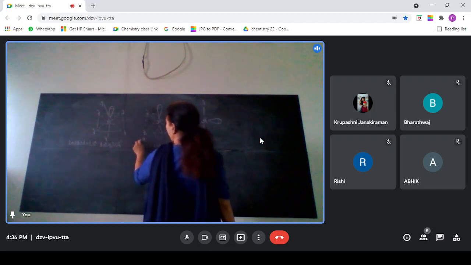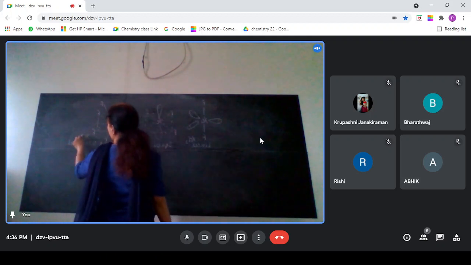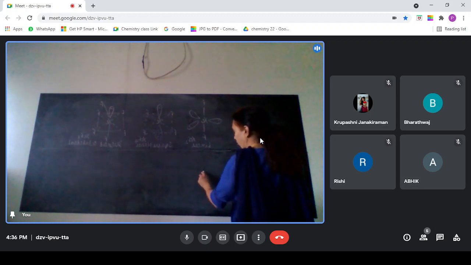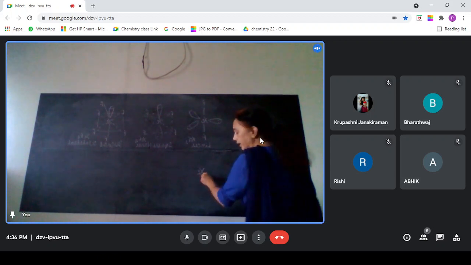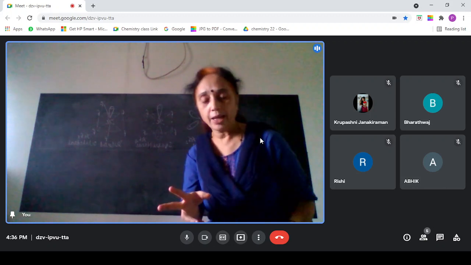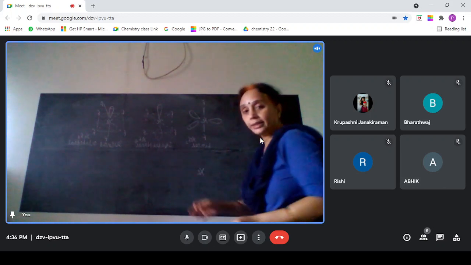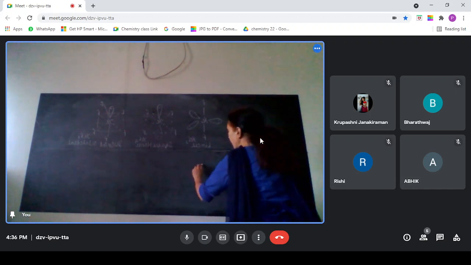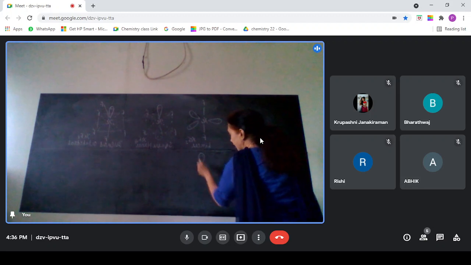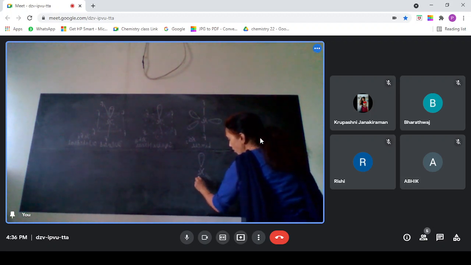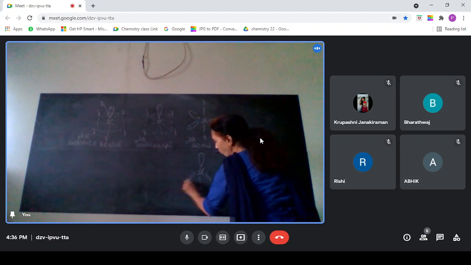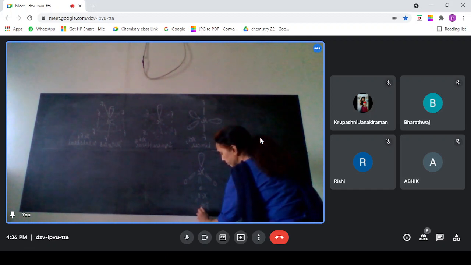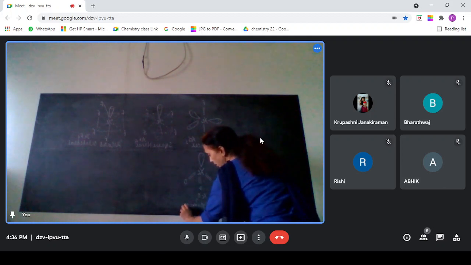Write down the formulas: XeF2, XeF4, XeF6. Then XeO3 now. Actually, it is sp3 hybridization. So it should be tetrahedral. In the tetrahedral, one position is a lone pair. So it looks pyramidal. Like this. Double bond O, double bond O, double bond O. This is XeO3, pyramidal, like ammonia. Pyramidal structure.